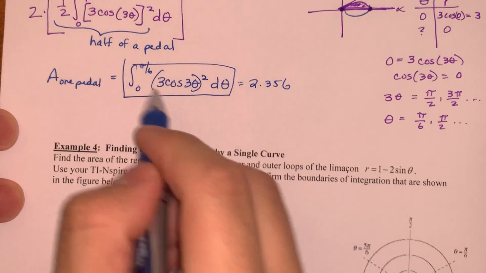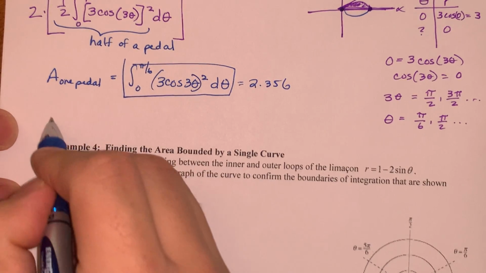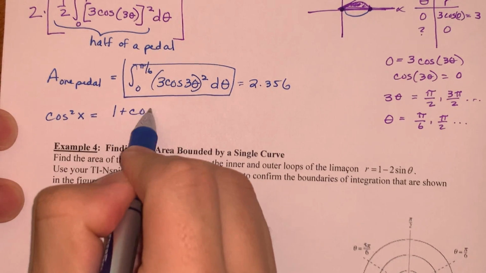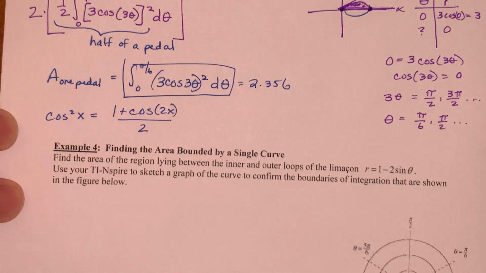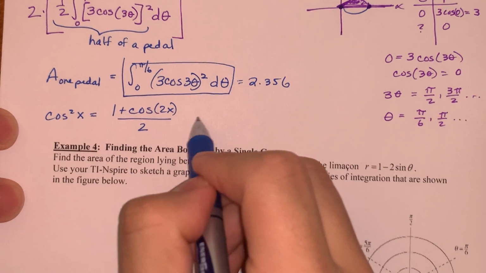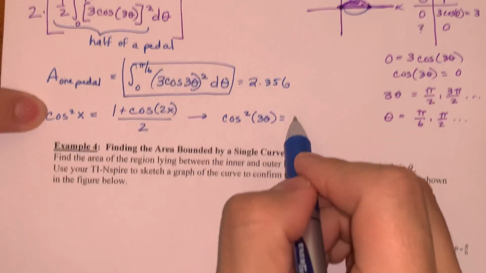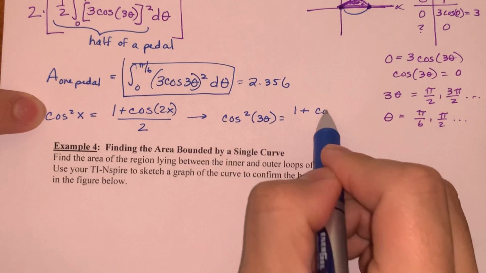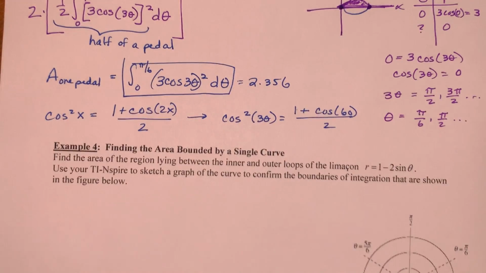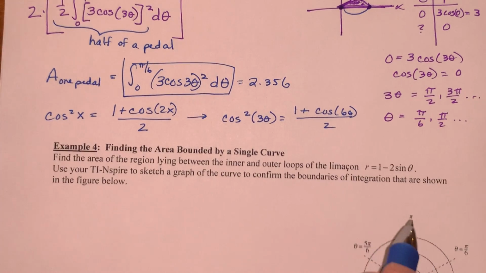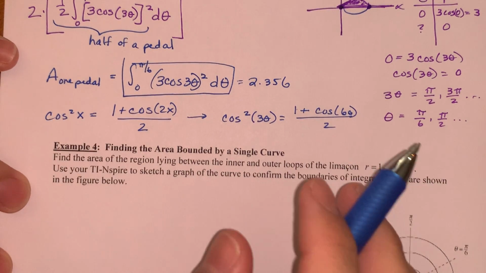Because I know that what we would end up doing is using that one identity where cosine squared of x is equal to 1 plus cosine of 2x over 2, right? So in this case, that means that the cosine squared of 3 theta is the same thing as 1 plus cosine of 6 theta divided by 2. Then you can replace that, and you can just go ahead and integrate using maybe u-sub or integration of cosine. But I'm not going to get into that right now.